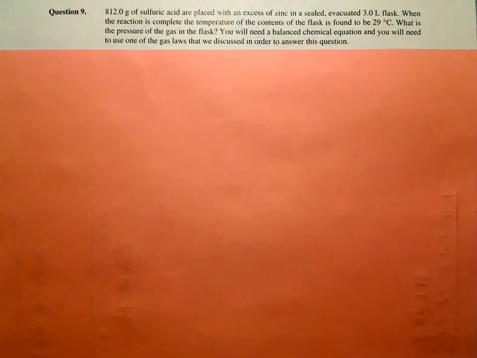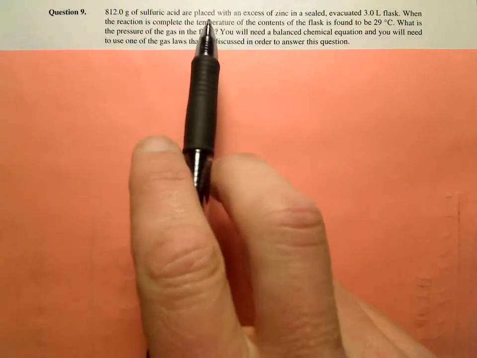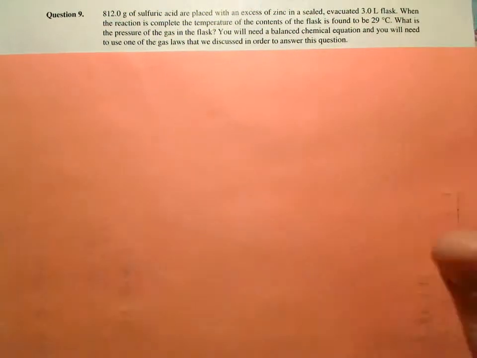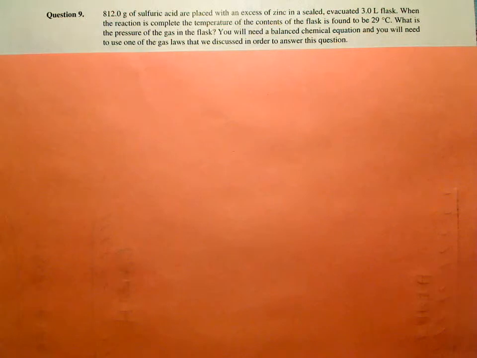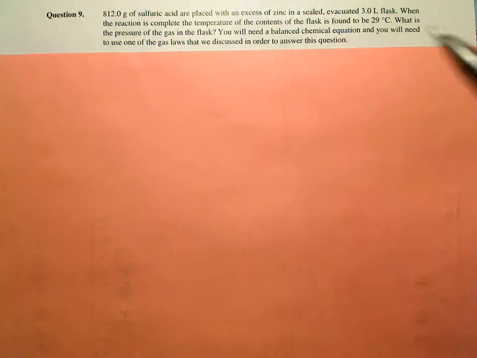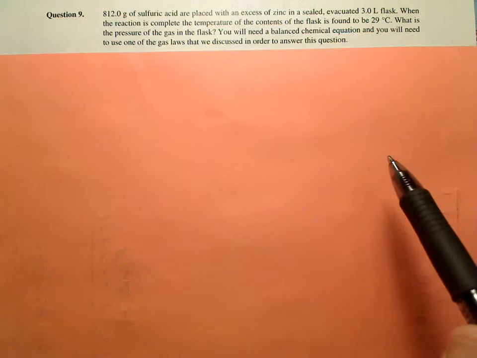All right, let's take another look at another one that combines several concepts. So we have 812 grams of sulfuric acid placed with an excess of zinc in a sealed, evacuated container, a 3-liter flask. So that means you injected this sulfuric acid with zinc into a container that had nothing else in it except for zinc and sulfuric acid, and it's 3 liters in volume.